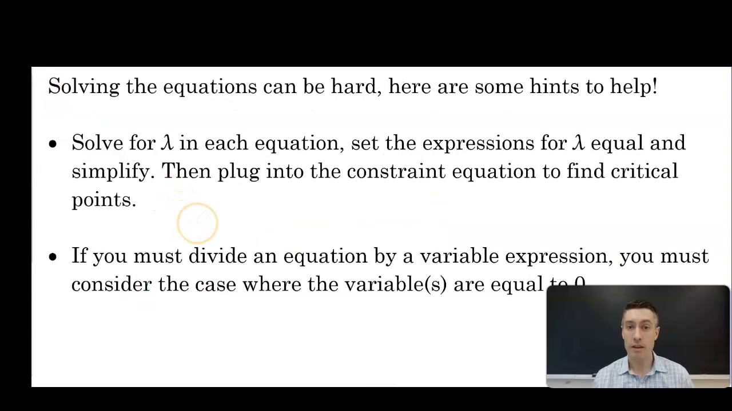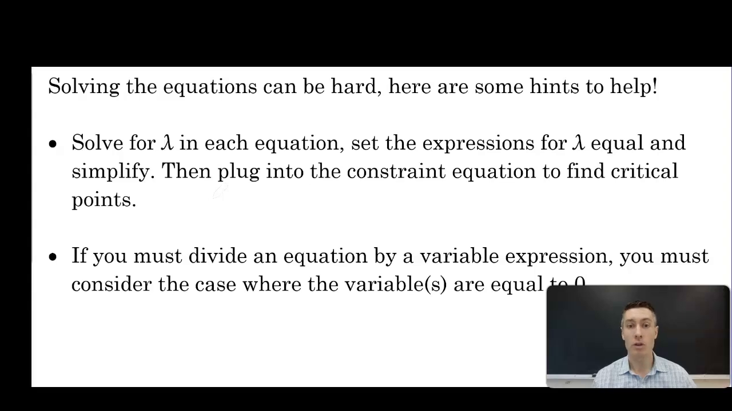Sometimes this is easier said than done, so here are just a couple of pieces to help. Often it is helpful to solve for lambda in each equation and set the expressions for lambda equal and simplify. And this will sometimes give us y equals x or y equals 2x. And once we have a relationship between x and y, we can plug into the constraint equation to find the critical points. The reason this works often is because we don't care what the value of lambda is.